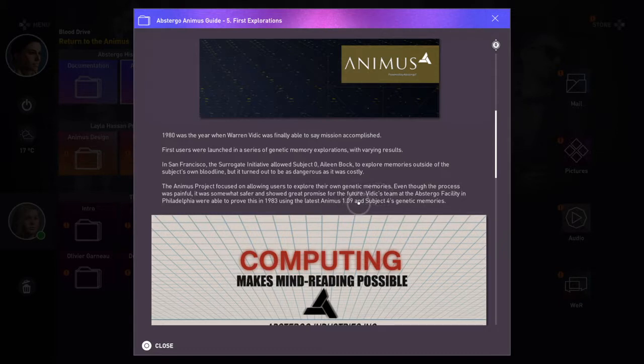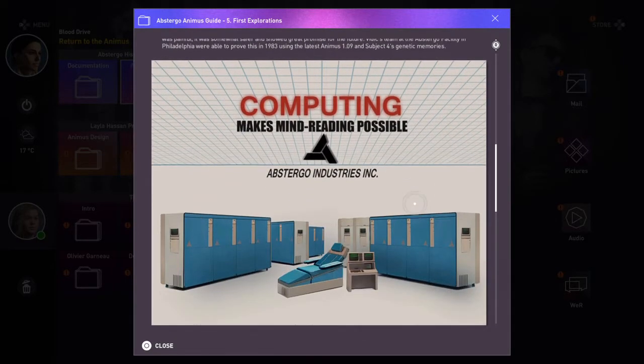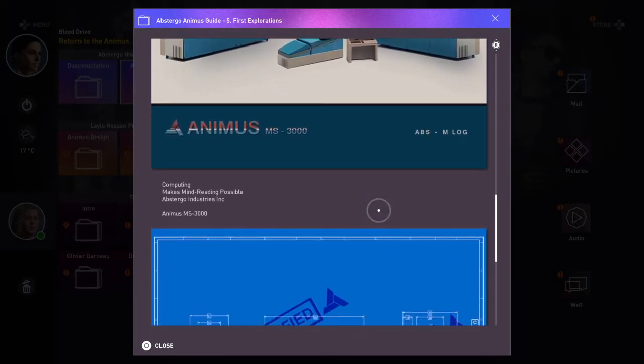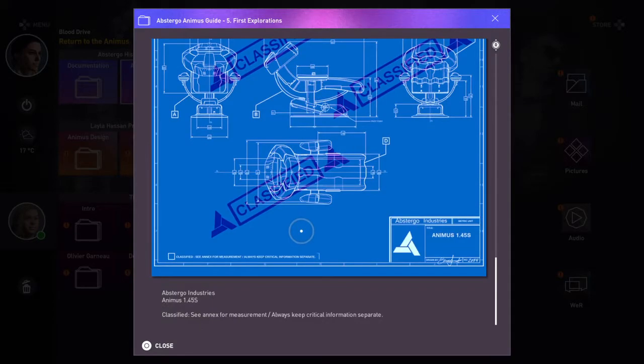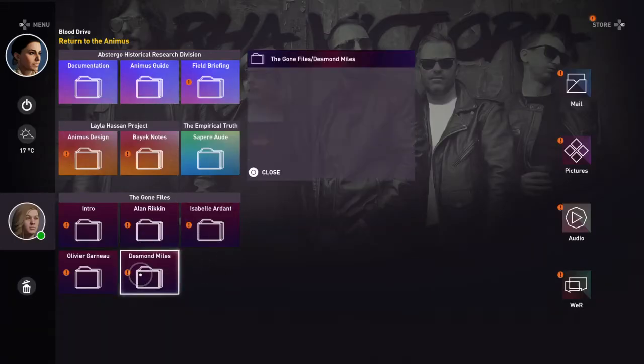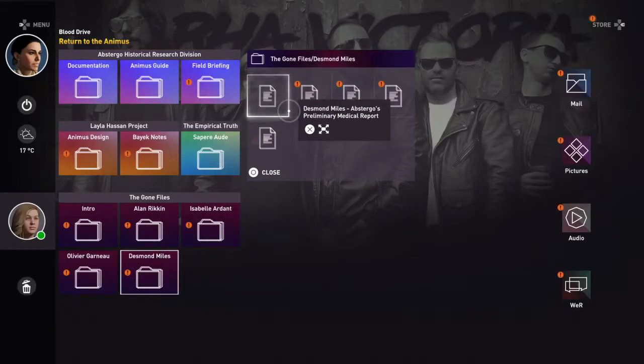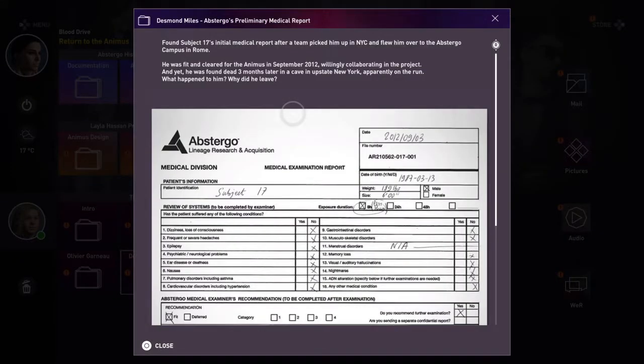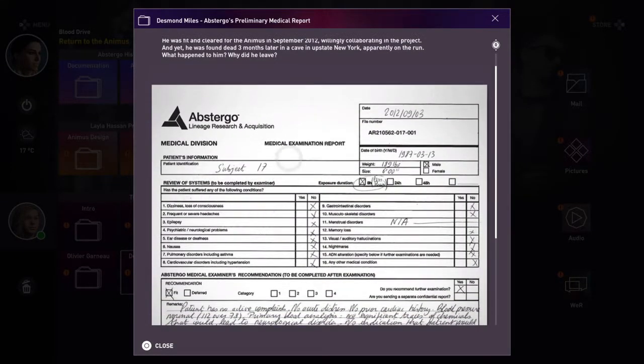Vidic's team at the Abstergo facility, Philadelphia, were able to prove this in 1983 using the latest Animus 1.09, the subject 4 genetic memories. Subject 4. I'm trying to remember. Don't even have to remember. Subject 17. So Subject 17 was Desmond Miles.